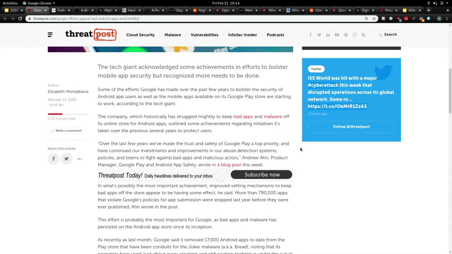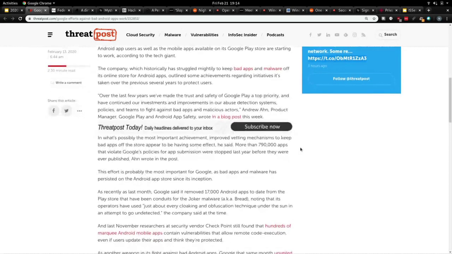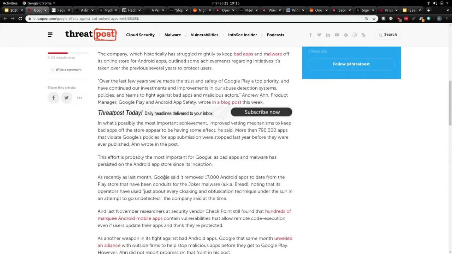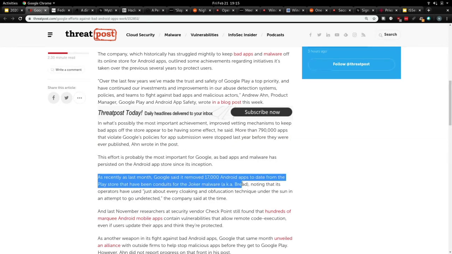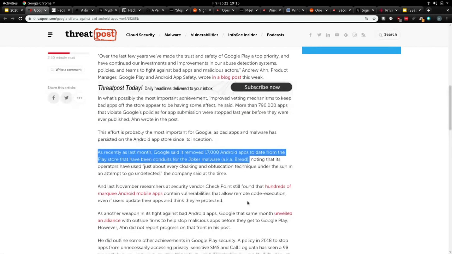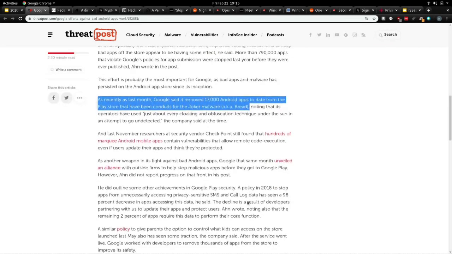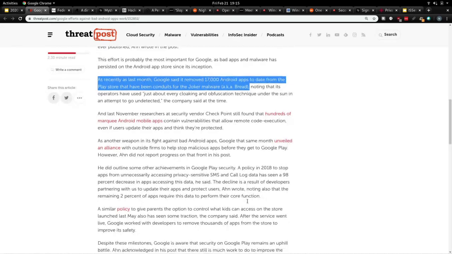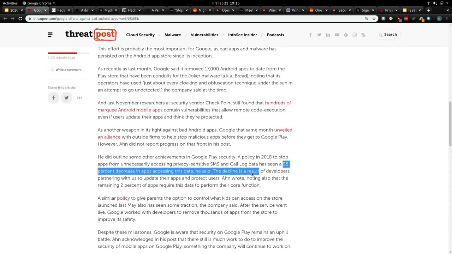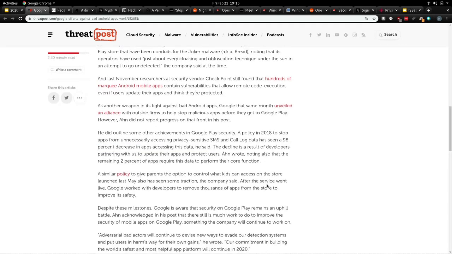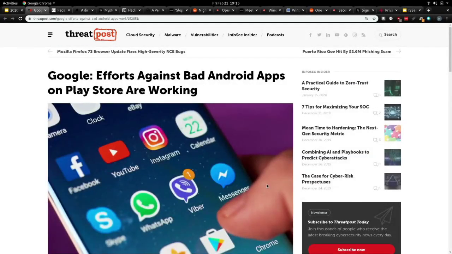They're improving their vetting process, and they removed like 790,000 apps, and they're also partnering with third parties to scan their app store, but they haven't reported numbers on that. And then they said through their policies, like in 2008, preventing apps from unnecessarily accessing private sensitive SMS and call log data, they decreased that by 90%. So only 2% of apps use it, and they said it will break their app's functionality. So that's nice. It seems to be working, but they still have a lot of cleanup ahead of them. But that's good.